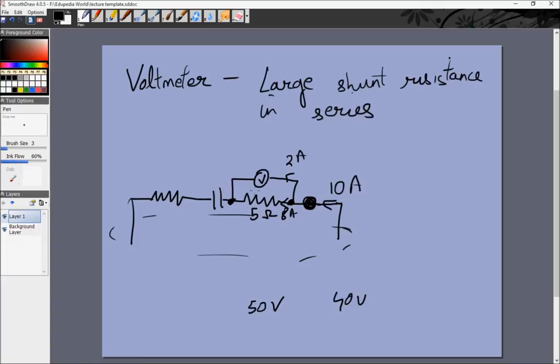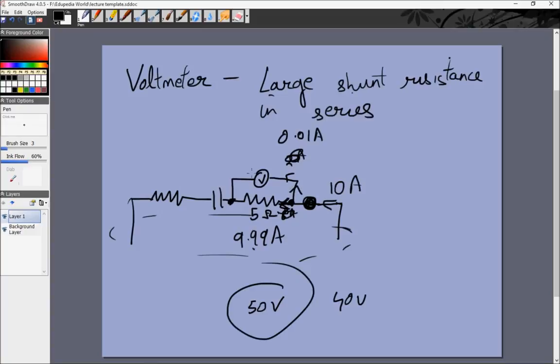So what would an ideal voltmeter do? An ideal voltmeter would, maybe if 10 ampere was flowing, then 9.99 ampere would go through this side and 0.01 ampere would go through this side. In that case, the potential difference across these 2 points would be 9.99 multiplied by 5, and that would be much closer to 50. So for a voltmeter, what we need is, the voltmeter needs to have as small a current flowing through it as possible.